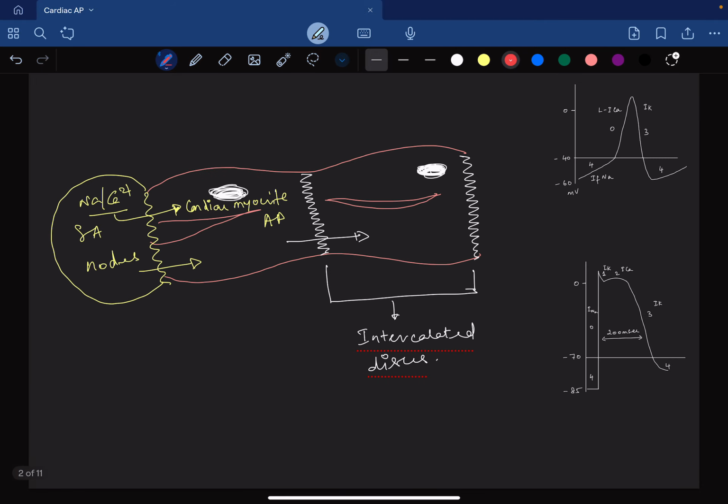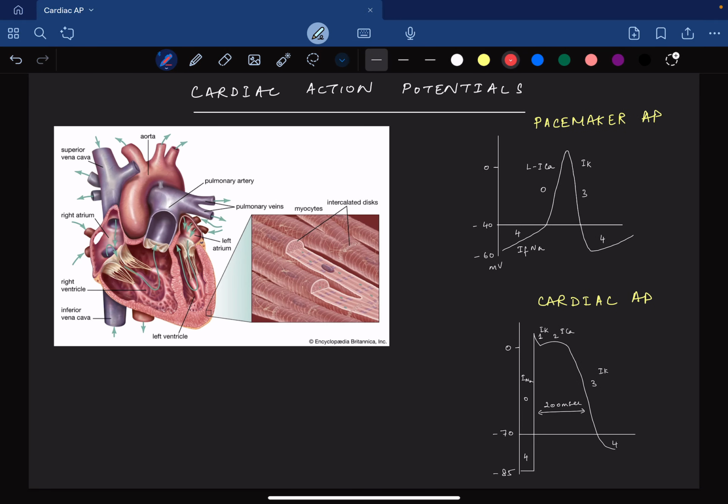So what have we gone through today? We have gone through pacemaker action potentials and cardiac action potentials, how they work in synchrony with each other, and how this helps us beat the heart efficiently without our brain sending signals every single second. Imagine how that would be. I hope that I've been very clear.